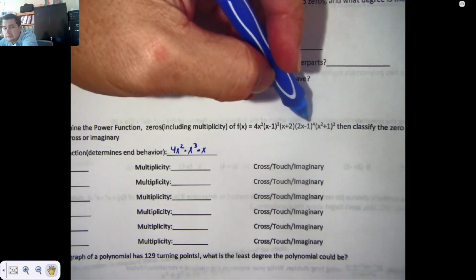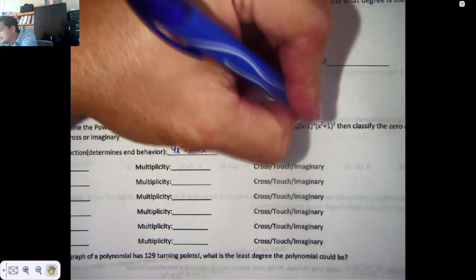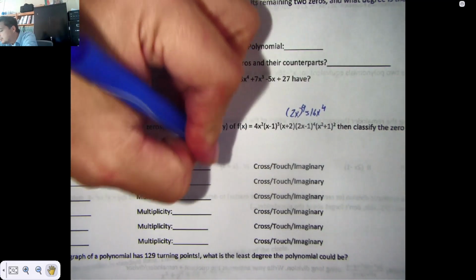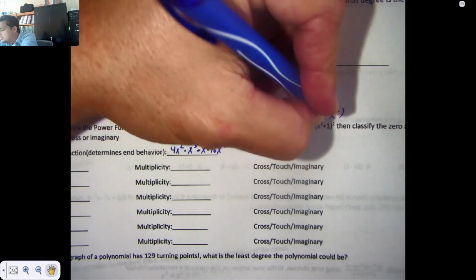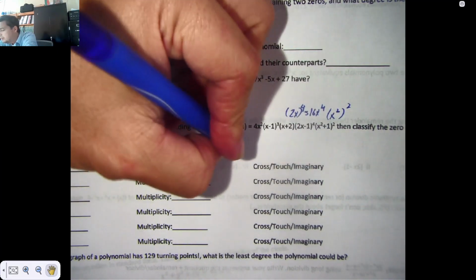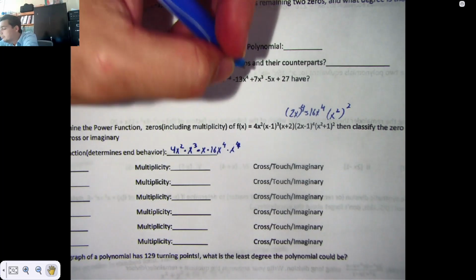This is 2x to the 4th. 2x to the 4th is 16x to the 4th. It's going to get a 16x to the 4th. And here it's going to get an x squared squared. It's going to get another x squared to the 4th. And then I multiply everything together.